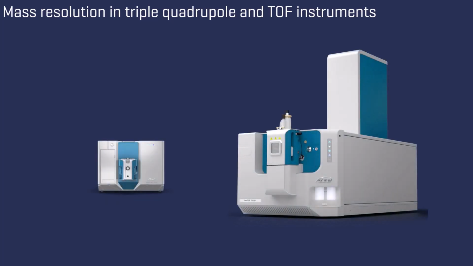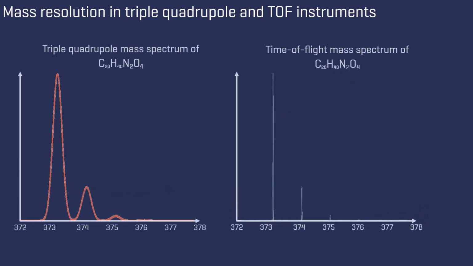The triple quadrupole and TOF mass analyzers have different resolving powers. This comparison highlights the mass spectra of the same compound as observed in both types of instruments. On the left, the full mass spectrum from a triple quadrupole is displayed. Typically, the peak width in triple quadrupole mass spectrometers ranges from 0.7 to 1 daltons, with modern instruments achieving widths as low as 0.2 daltons. These instruments therefore generally provide a mass resolution of approximately 1,000 to 2,000.